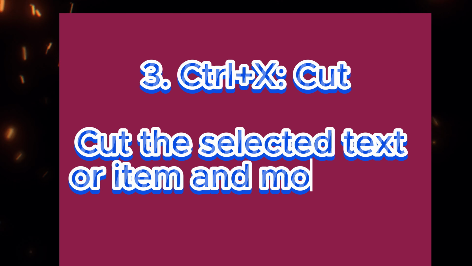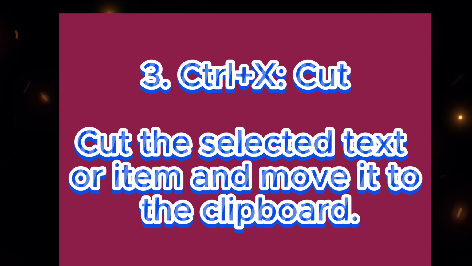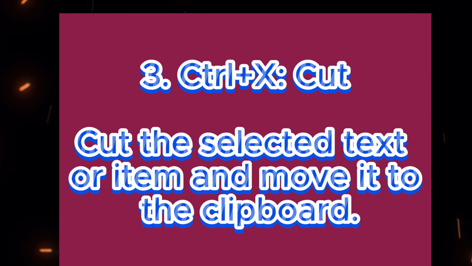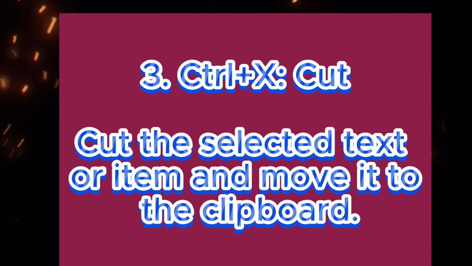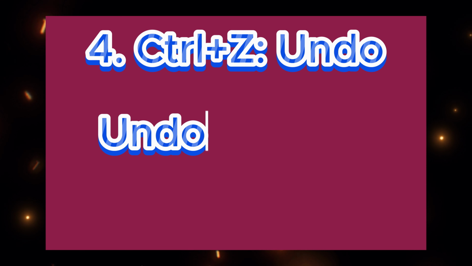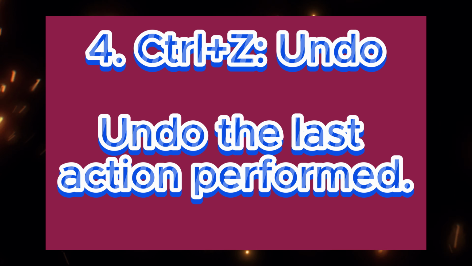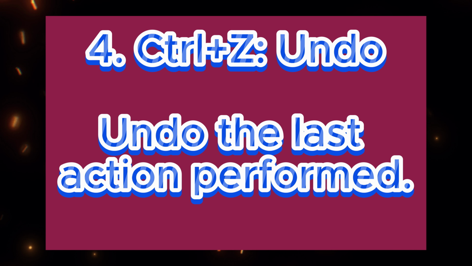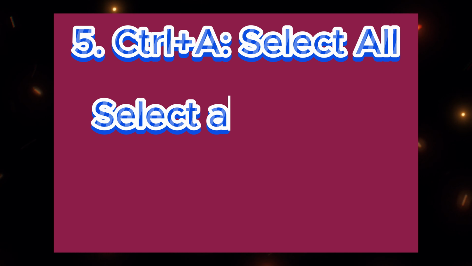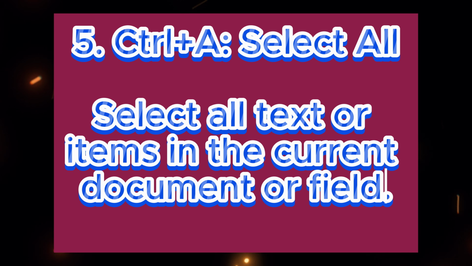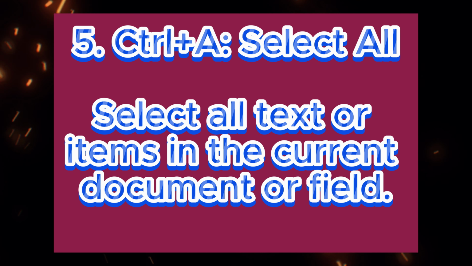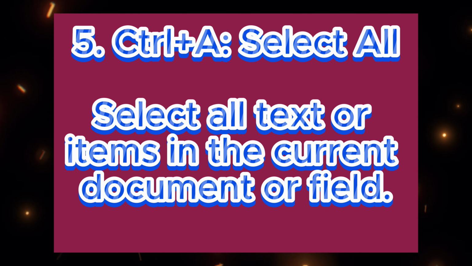3. Ctrl+X cut. Cut the selected text or item and move it to the clipboard. 4. Ctrl+Z undo. Undo the last action performed. 5. Ctrl+A select all. Select all text or items in the current document or field.